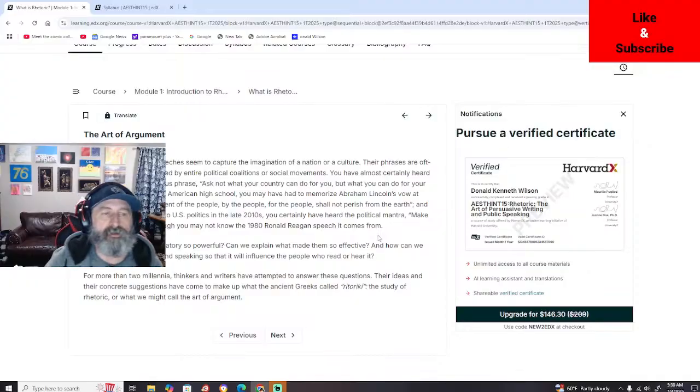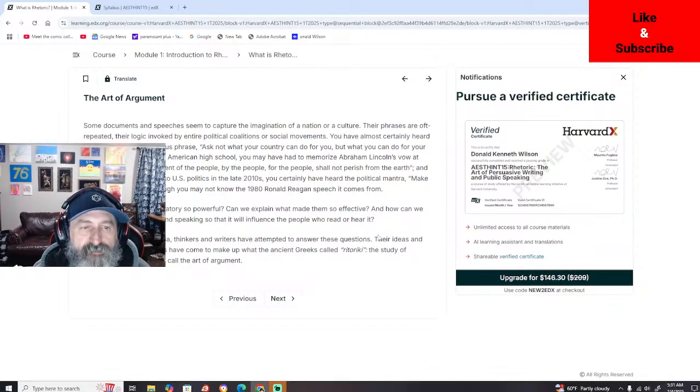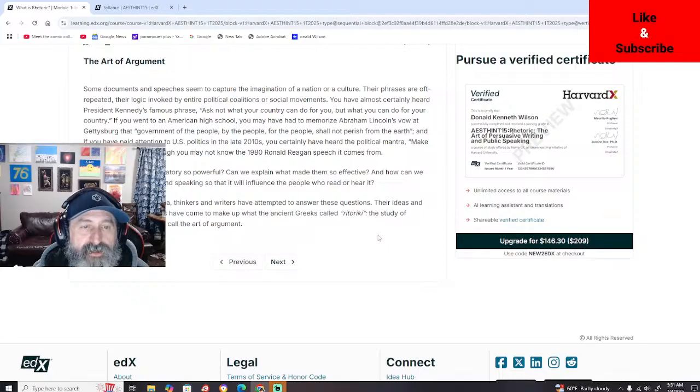Okay, the art of argument. Some documents and speeches seem to capture the imagination of a nation or a culture. Their phrases are often repeated, their logic invoked by entire political coalitions or social movements. You have most certainly heard President Kennedy's famous phrase, ask not what your country can do for you, but what you can do for your country. If you went to an American high school, you may have had memorized Abraham Lincoln's vow at Gettysburg, the government of the people, by the people, for the people shall not perish from earth.